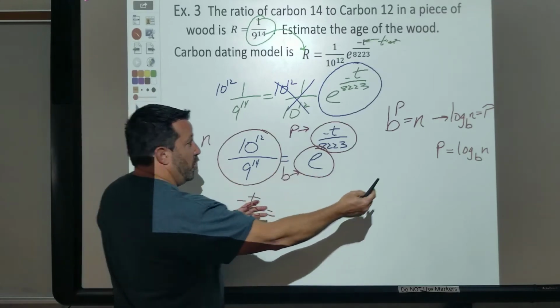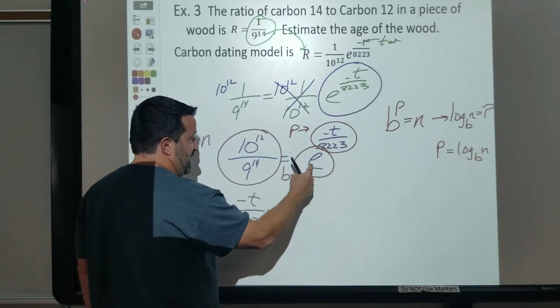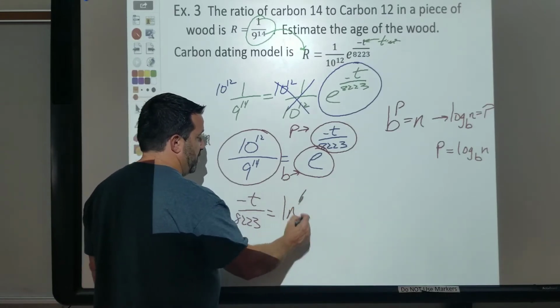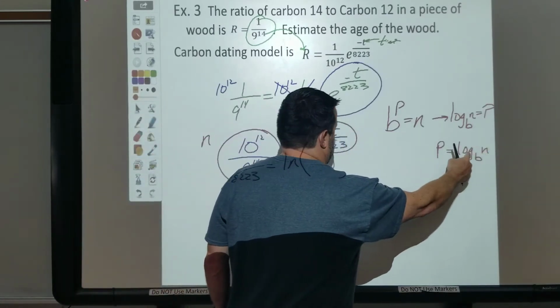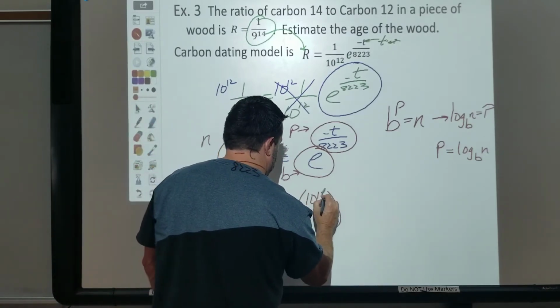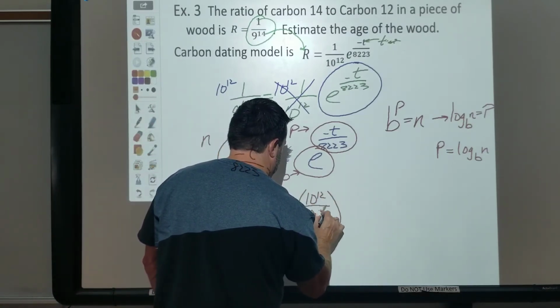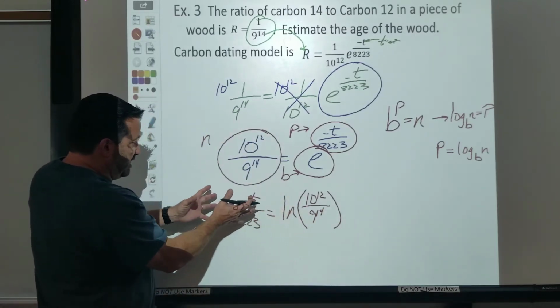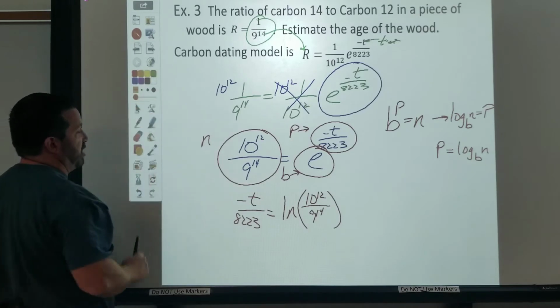Equals log base b. Well, my base is e, so log base e, we have a special name for that, so that's natural log, of n, so the n is 10 to the 12th over 9 to the 14th. Again, that's just something I'm going to punch in my calculator eventually. But I want to get this t by itself, so I need to do two things.